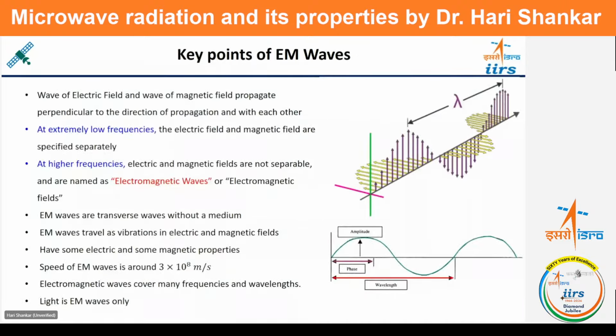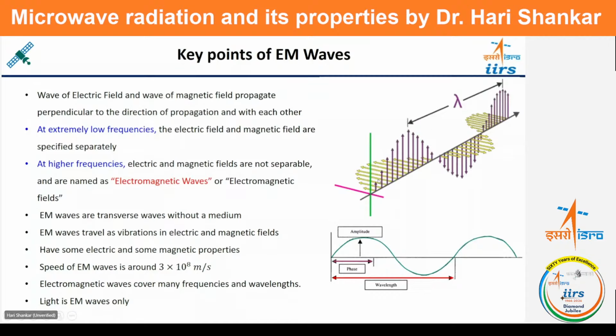So if you see some points related to the electromagnetic spectra, as the name says, it is electro and magnetic. It means some electric vector is there, as well as some magnetic vector. Both of them are propagating along the direction of propagation, and both of them are perpendicular to each other. So suppose this is the direction of the electromagnetic spectra.